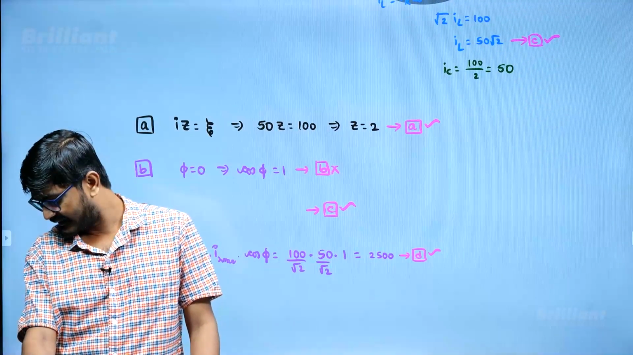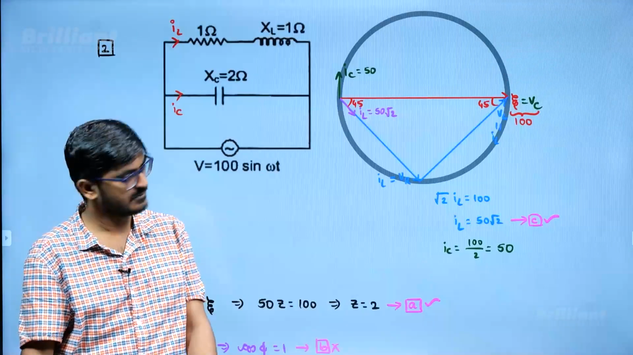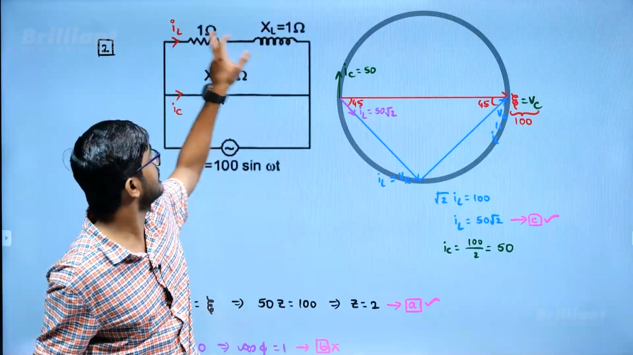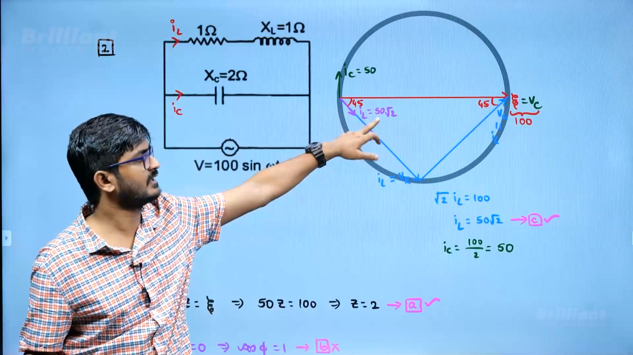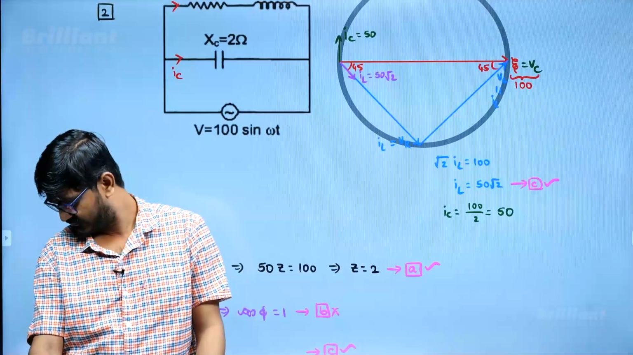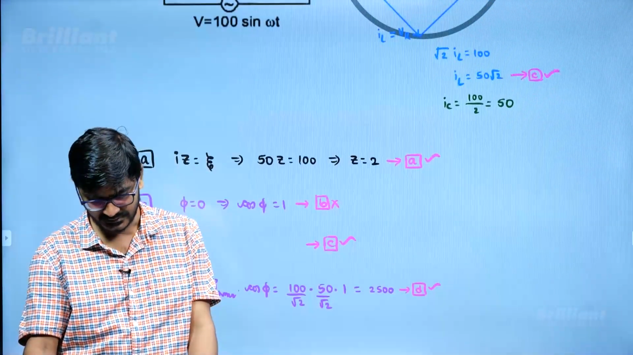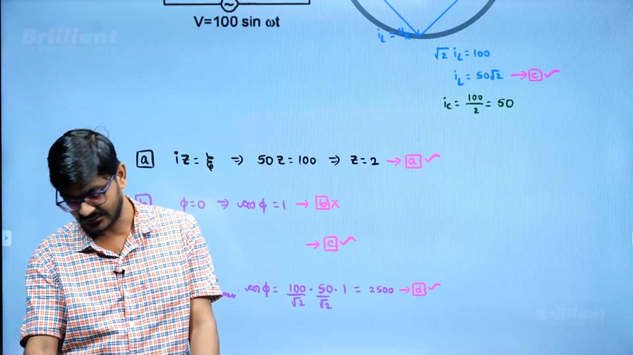Peak value of current through resistance. Through resistance, what is the current? IL. So what is the peak value? Peak value is 50 root 2. That is correct. Now the last option, average power supplied by the source.